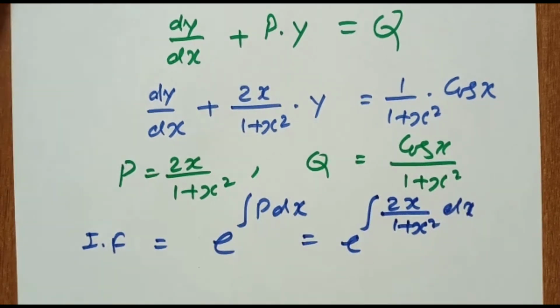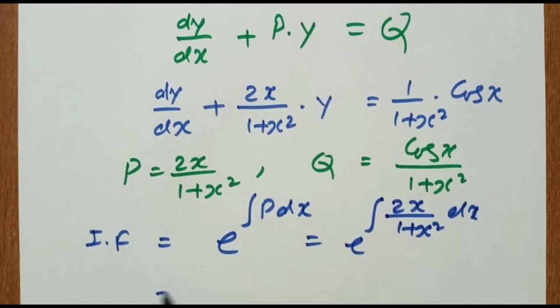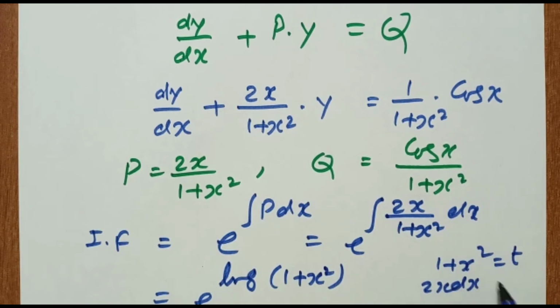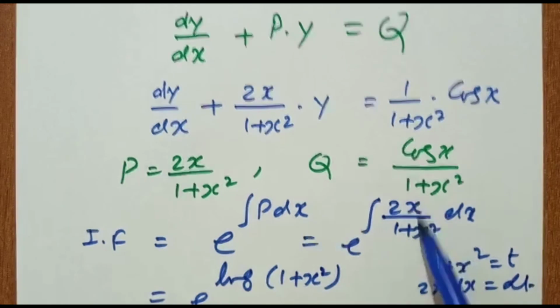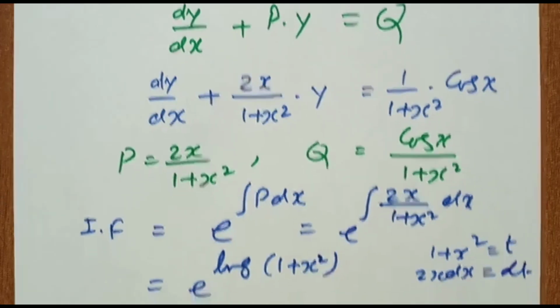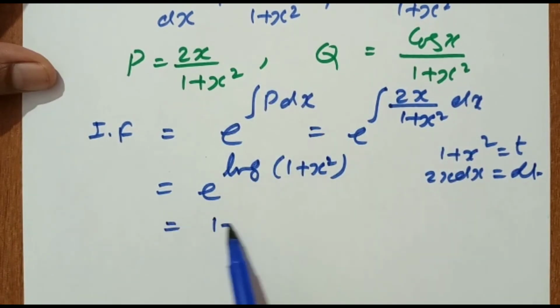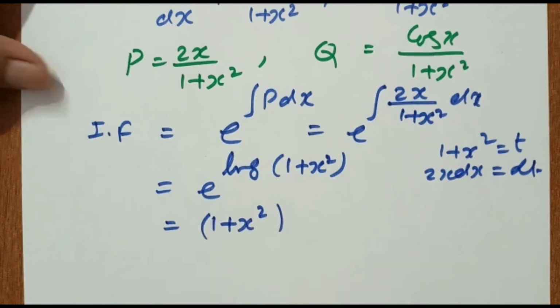So what is the integration of this thing? If you put 1 plus x square is equal to t, so 2x dx is dt, so dt upon t is log t. Okay, so this is e to the power log of 1 plus x square. This is very easy because this is basic integration. You put 1 plus x square is equal to t, so you get 2x dx is equal to dt. So dt upon t is log t, means log of 1 plus x square. Also you have e to the power log x is equal to x. So we get 1 plus x square. Okay, so this is the integrating factor.